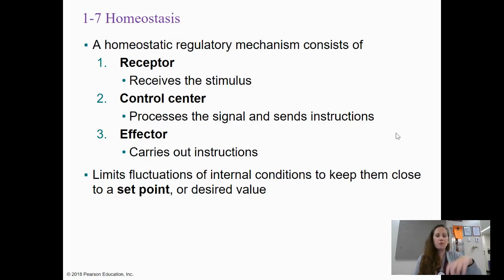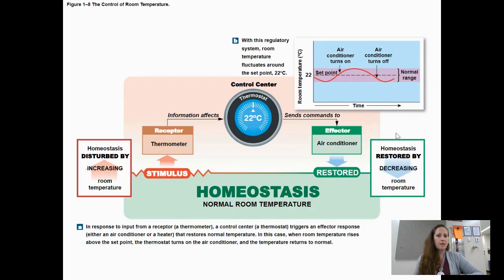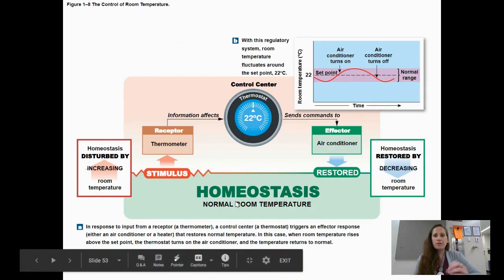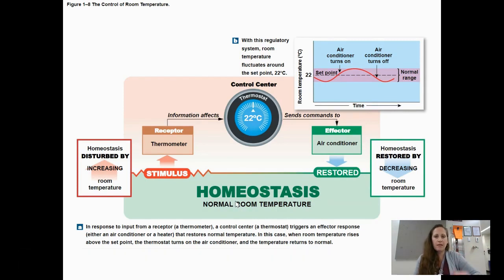We call those norm values set points, kind of like how you set the thermostat in your house, which is the most common example or analogy for how homeostasis works in terms of feedback. So let's look at this very briefly. You set your thermostat temperature to 69 or 68 degrees.